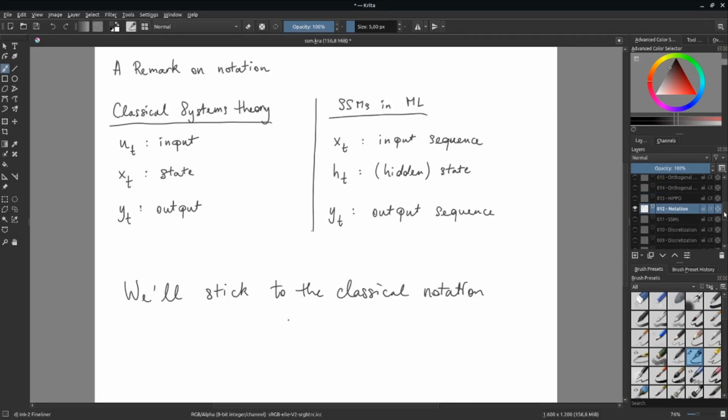Okay, so that's one remark on notation. I'm using here the classical systems theory notation with U for the input, X for the state, and Y for the output. But if you look at the machine learning literature, especially sequence models and RNNs, it's more common to have X for the input sequence, H for the hidden state, and again Y for the output. So this is one important part. I think the Mamba paper uses the one on the right. For consistency, we'll just stick with the normal one.